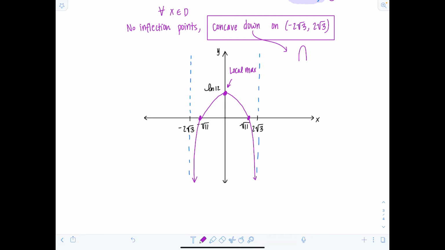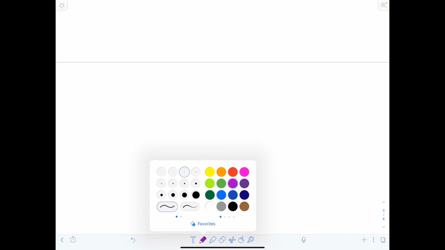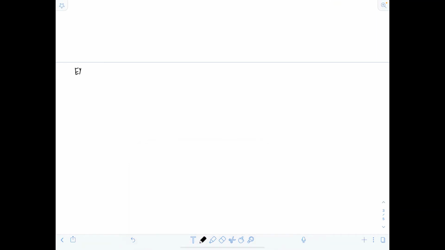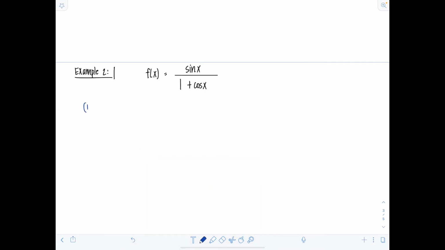All right, let's do some trig functions for a bit. So example 2. Here we go. We've got f of x equals sine of x over 1 plus cosine of x. All right, full steam ahead. Here we go. First step is the domain.